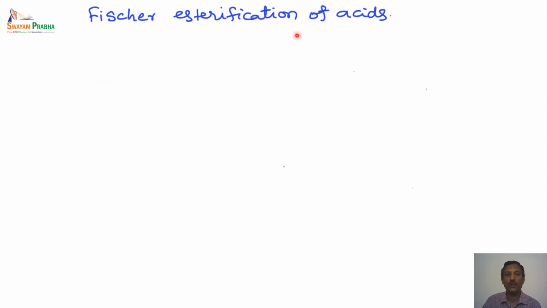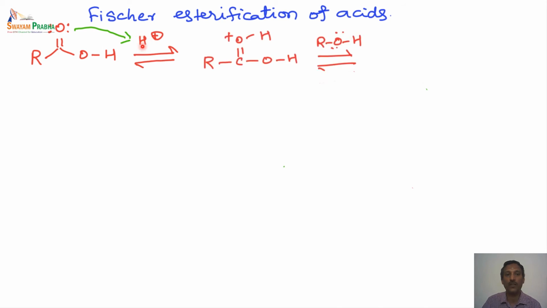The first one we will look at is the Fischer esterification of carboxylic acids. We have a carboxylic acid here that is treated with acidic conditions. Here we will see the acid catalyzed reaction, so H plus is present in the medium. We already know the oxygen is electron rich, so it will bond with the proton, and the initial step is the protonation of the carbonyl oxygen of the carboxylic acid. This is the initial step under acidic conditions.